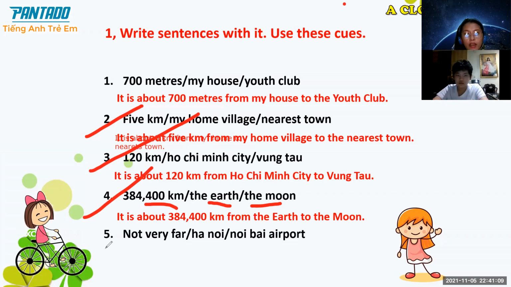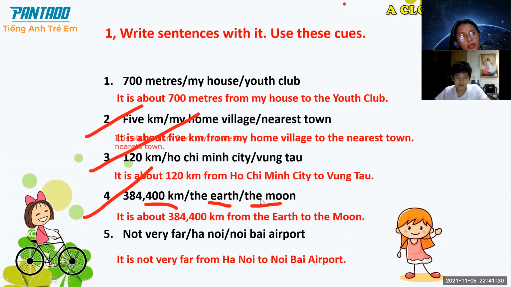Okay, that will be the last, if you can make it correct. Okay, for the last number 5, not very far, Hanoi, Noibai Airport. Not very far from Hanoi to Noibai Airport. Okay, not very far from Hanoi to Noibai Airport. So you just lack it is. So it is not very far from Hanoi to Noibai Airport.